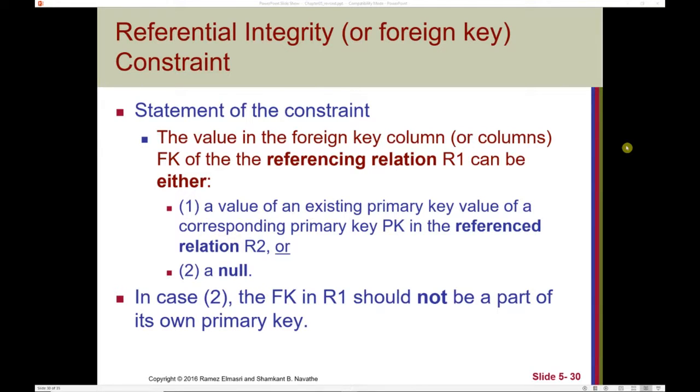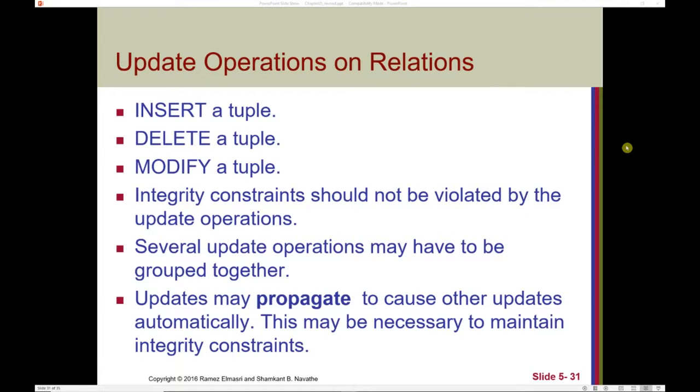So for example, in the many-to-many case, you couldn't have, say, course ID or student ID either be null, because they both serve as a primary and foreign key. Here we have the different update operations on relations: inserting tuples, deleting tuples, or modifying tuples. When these operations are performed, the integrity constraints should not be violated. Sometimes several update operations may have to be grouped together, and sometimes updates propagate to cause other updates automatically. This might be necessary to maintain integrity constraints.